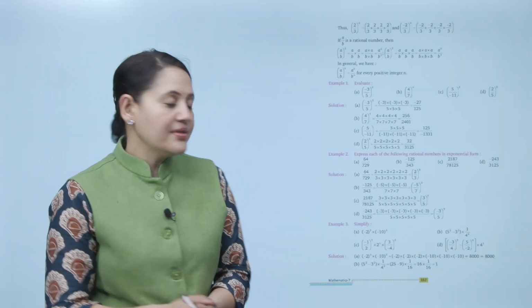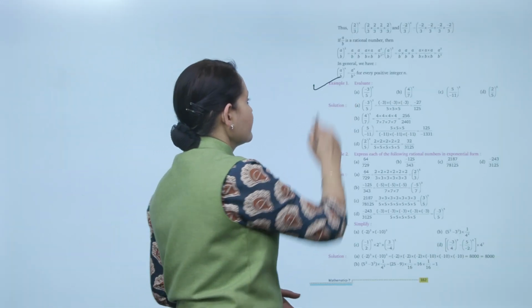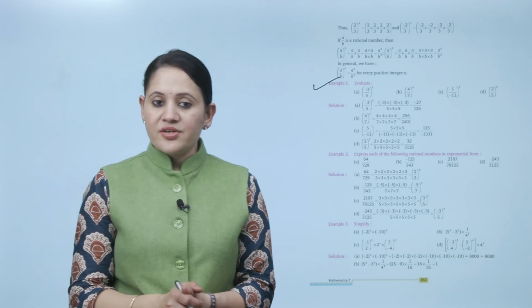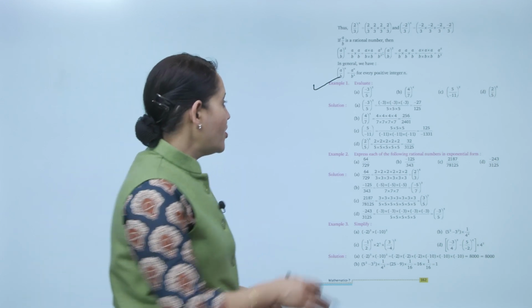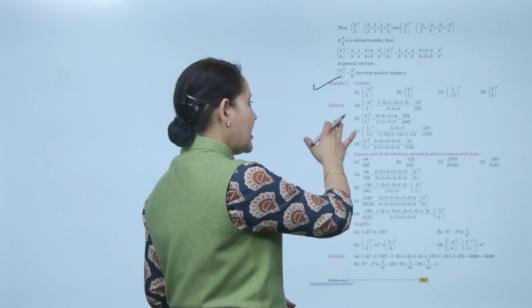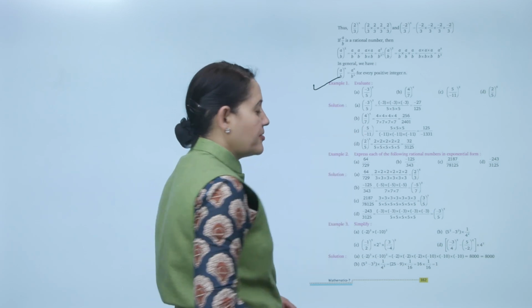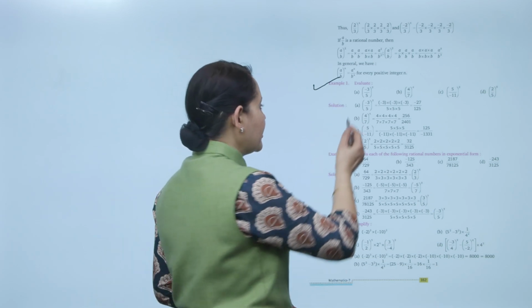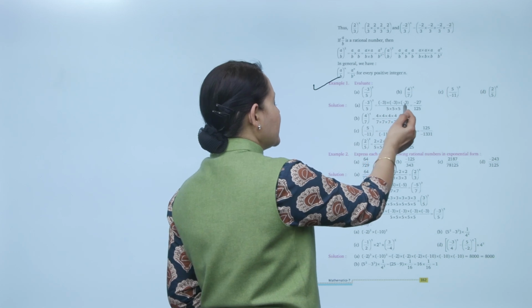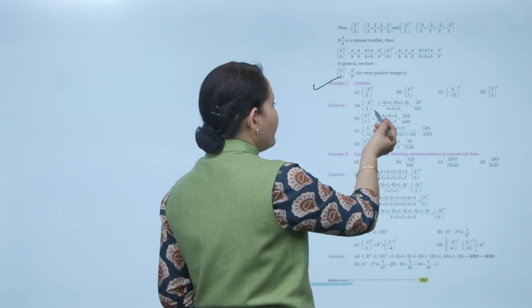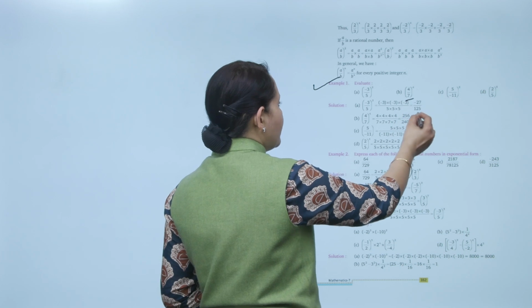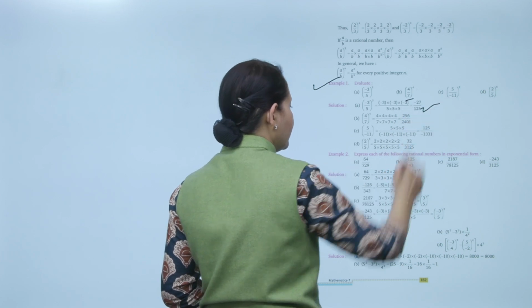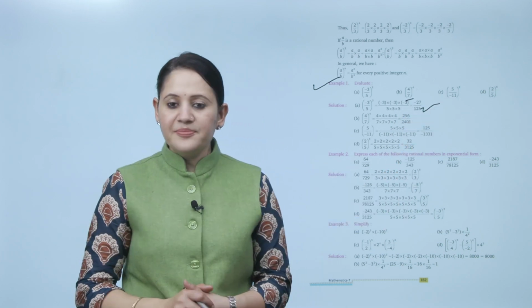Now we'll take an example. Evaluate minus 3 upon 5 to the power 3. So minus 3 to the power 3 and 5 to the power 3. Minus 3 to the power 3 can be written as minus 3 multiplied by minus 3 multiplied by minus 3 upon 5 into 5 into 5. So that is equal to minus 27 upon 125. Clear?